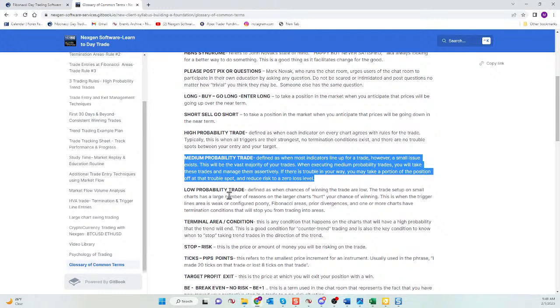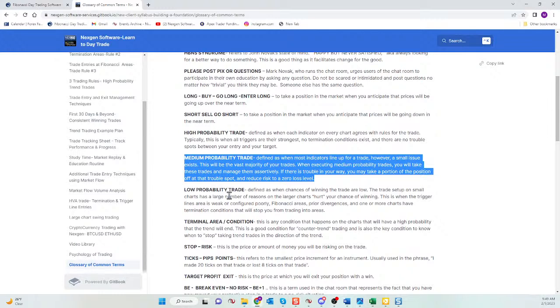Remember, that 50-50 trade with the perfect entry, that's a medium probability trade. You're going to work your way into that one quickly. When you're executing medium probability trades, you'll take these trades and manage them assertively. Your ability to recognize and read those divergences on a smaller, faster chart is going to let you do that.